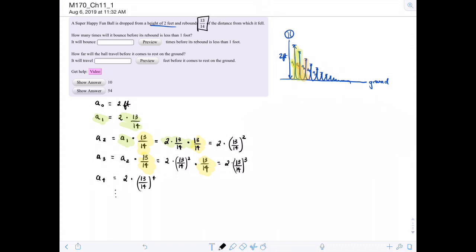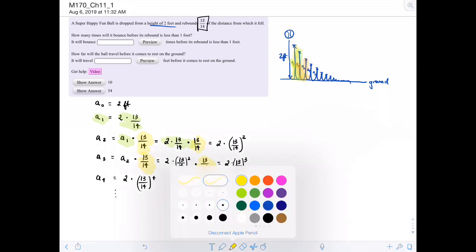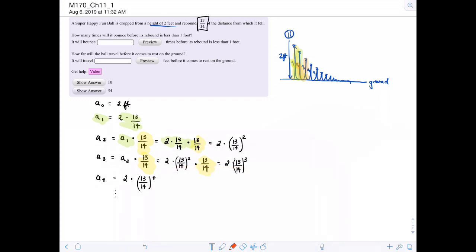And in fact, if I kept going, I would want to recognize that this index 4 matches the power on the fraction. A sub 4 to the fourth power, A sub 3 to the third power, A sub 2 to the second power, and A sub 1 to the first power. We don't always write it, but we know that it's there. So tell me what A sub n is. A sub n has to be 2 times 13/14 to the n power, again matching the index with the power.